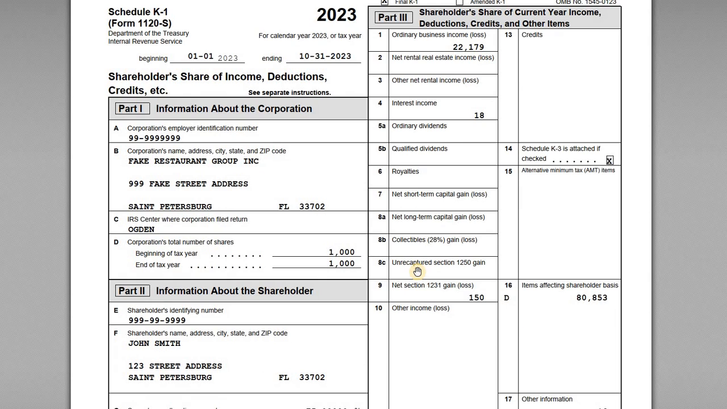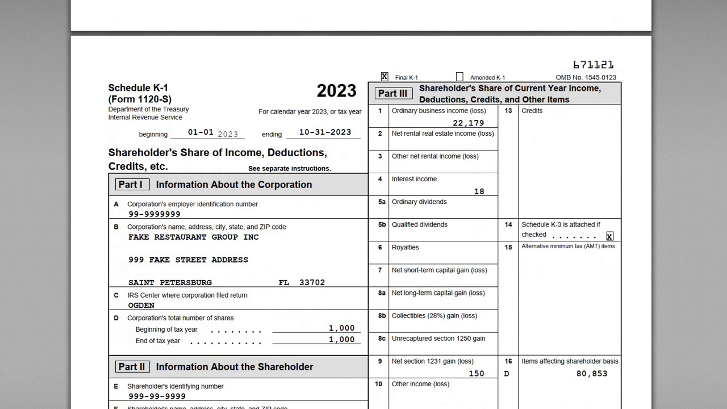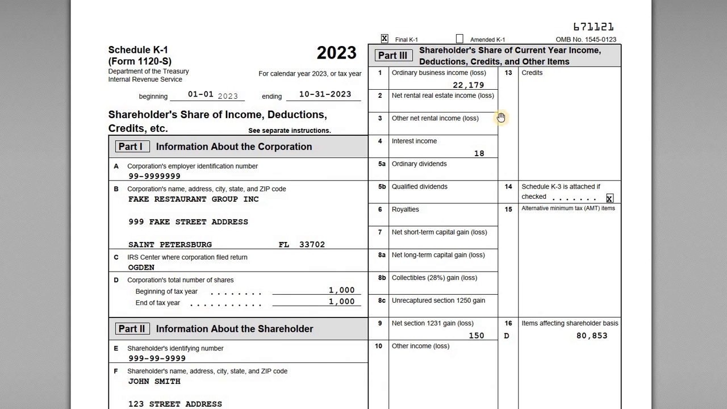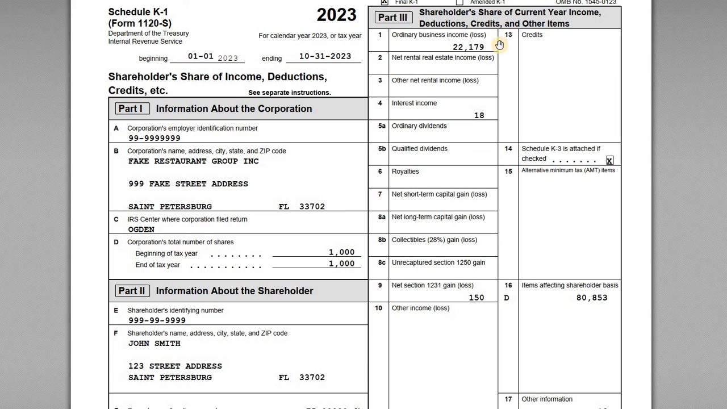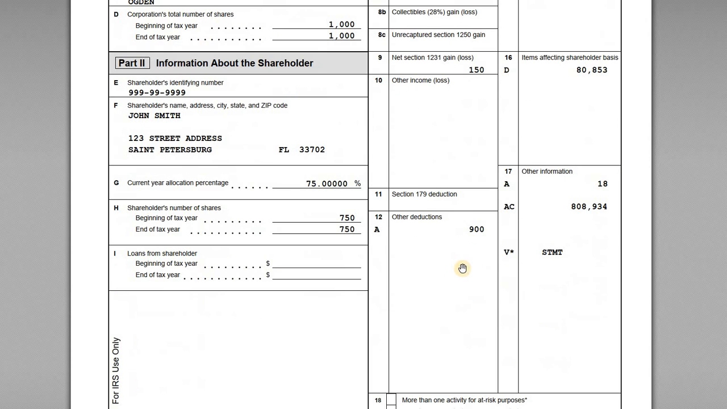With S corporations, everything has to be allocated pro rata based on your ownership percentage, right? So it's not like a partnership where we can have special allocations. John is going to get 75% of all of the income and allocable items on Schedule K. So 75% of $29,572 is allocated to John, and that's what he sees up here, $22,179. You do the same for each item. He gets 75% of the total ordinary income, 75% of the interest, 75% of the 1231 gains, and the same proportion for the charitable contributions on line 12A.